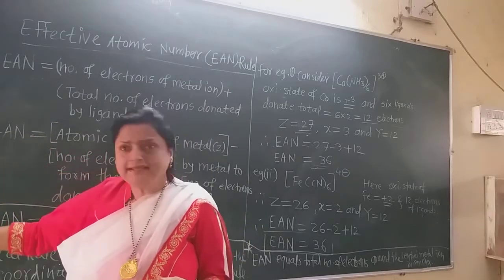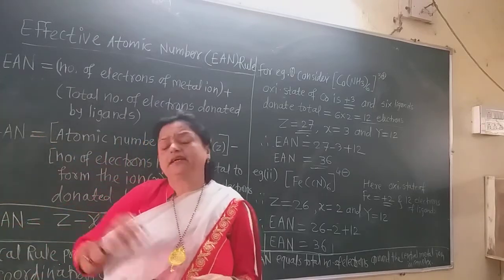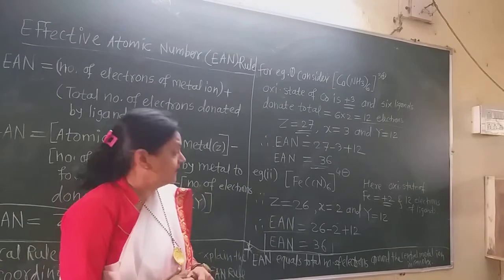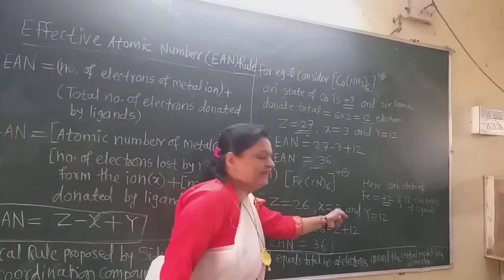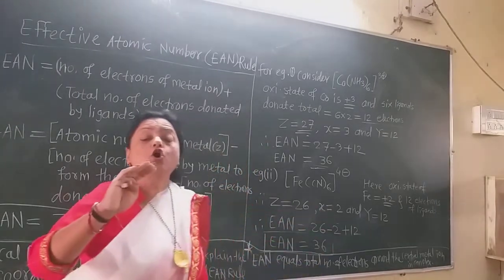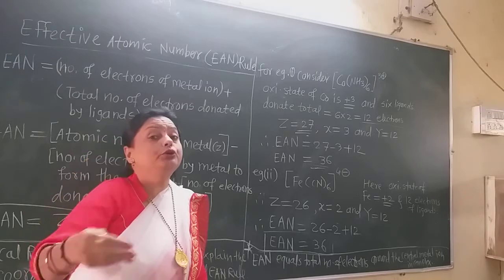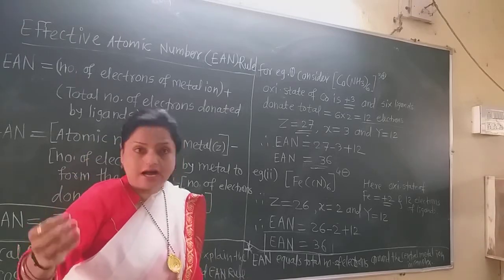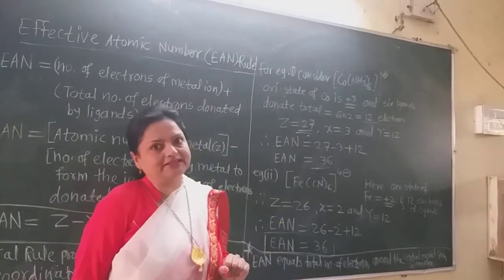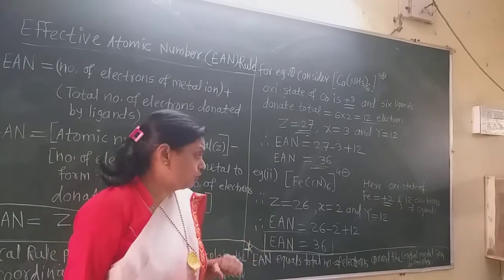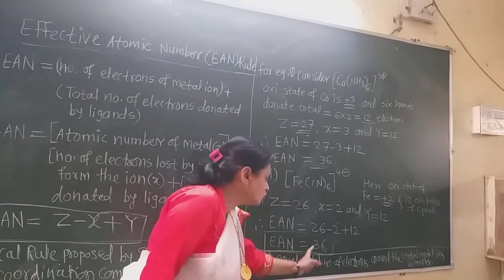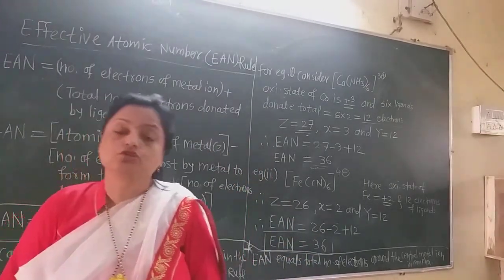If you remember this sentence, from 21 to 30 there are the atomic numbers of these elements. So iron has the atomic number 26 here, and 2 electrons are given during the formation of the Fe plus 2 ion. What is this X? X is how many electrons are given by the atom during formation of the Fe plus 2 ion. 2 electrons are given. 12 electrons are given by the ligands, because one ligand gives 2 electrons. So directly 12 electrons from the ligands, Y is equal to 12, and here also the effective atomic number of this complex is 36.